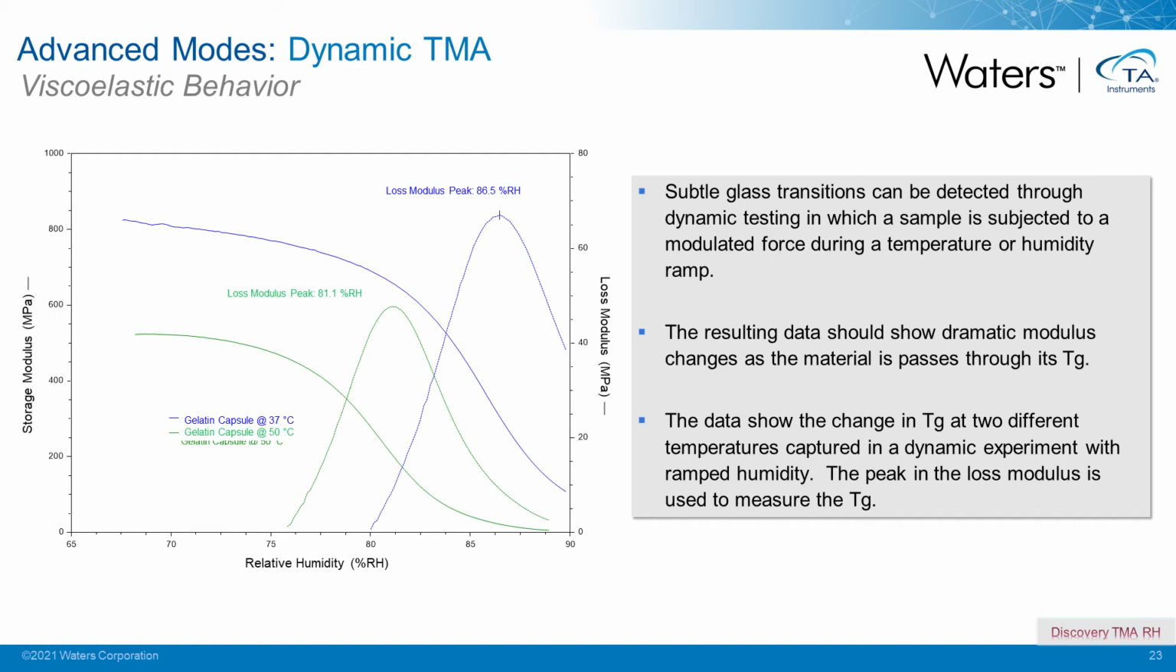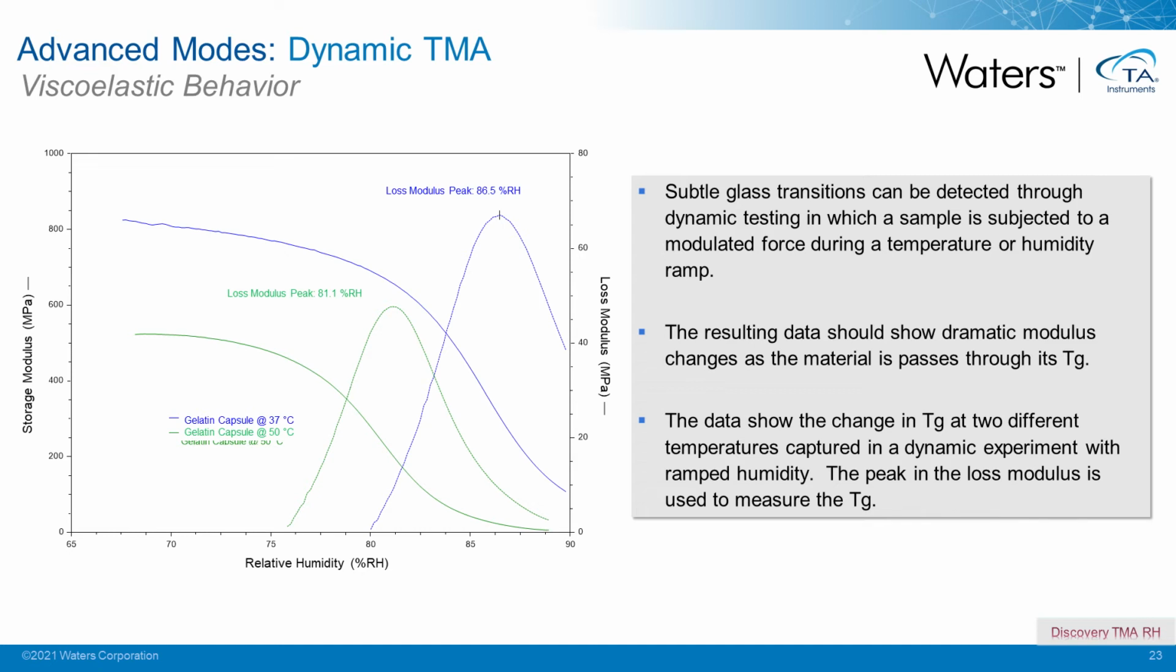And now this is a dynamic scan on the same material. So we're looking at the gelatin capsule, but now we're modulating the force. And so now we're able to plot storage modulus, which is related to the elasticity of the material, on the left-hand axis, and the loss modulus, which is related to the viscous response of the material, on the right-hand axis. And we are using the peak in the loss modulus in this case as our detection of the glass transition.